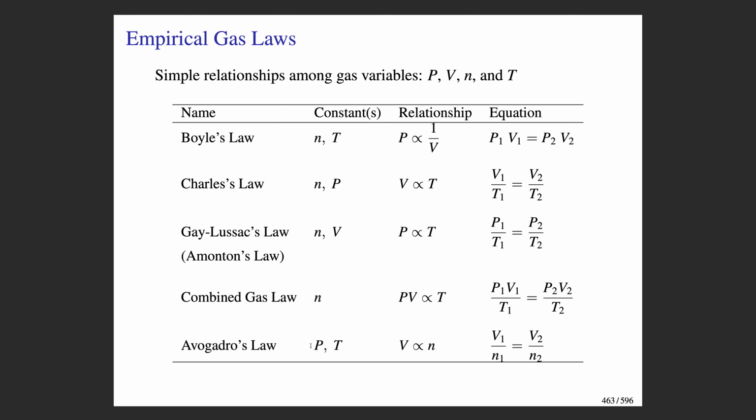In Avogadro's law, pressure and temperature are fixed, and one finds that the volume of gas under those conditions is proportional to the number of moles. So more moles of gas means larger volume, fewer moles of gas means a smaller volume, and that leads to this expression. So you need to be able to work with these different equations given, for example, in Boyle's law, given any 3 of the variables, you need to be able to find the 4th. They all work in the same way. You just need to be able to keep the laws straight.